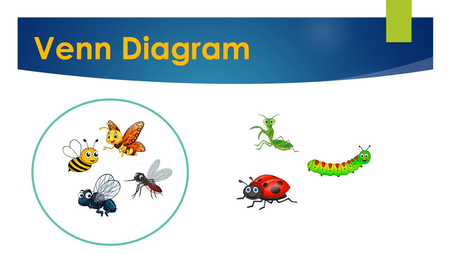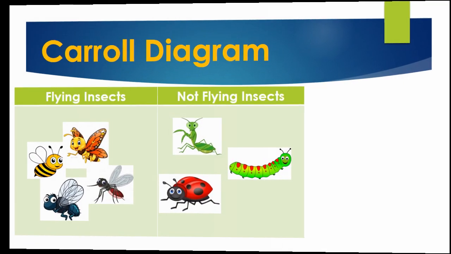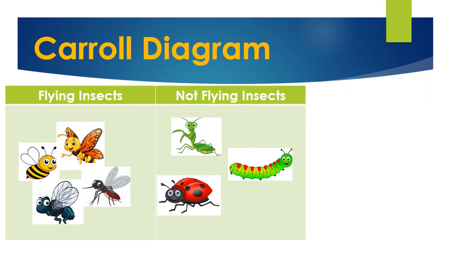How about the Carroll diagram? For the Carroll diagram, we have the first set, which is the flying insects, while the next group are the non-flying insects, or the insects that are not flying because they don't have wings. Either they are crawling or they are hopping.